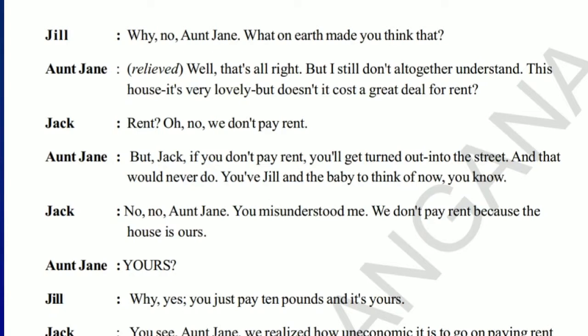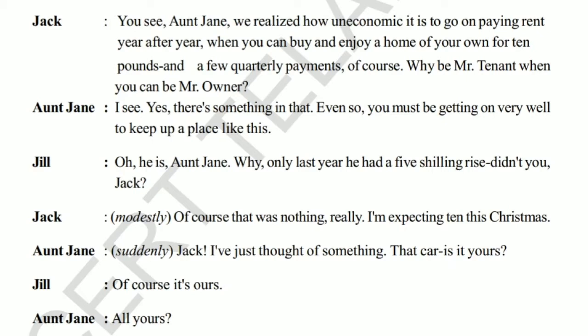No, Aunt Jane, you misunderstood me. We do not pay rent because the house is ours. Yours? Why yes? You just pay 10 pounds and it is yours. You see, Aunt Jane, we realized how uneconomic it is to go on paying rent year after year, when you can buy and enjoy a home of your own for 10 pounds and a few quarterly payments, of course. Why be Mr. Tenant when you can be called Mr. Warner? I see. Yes, there is something in that.